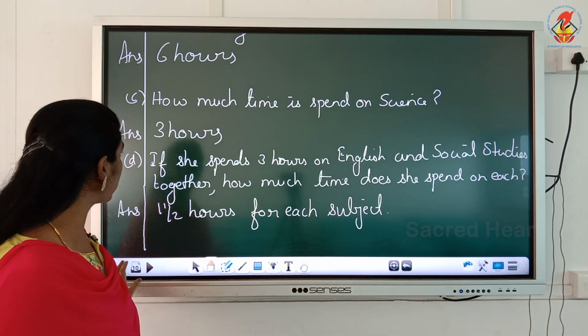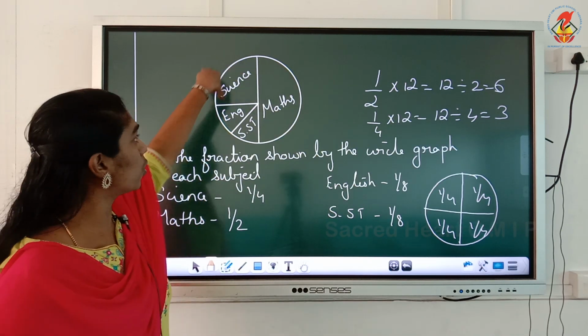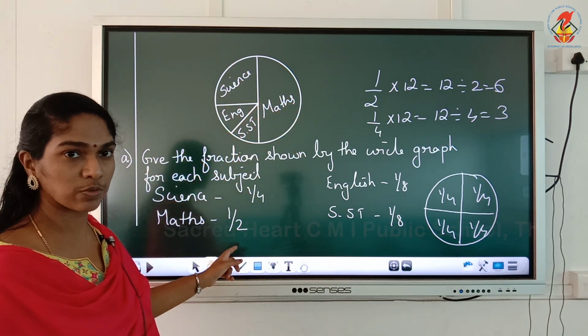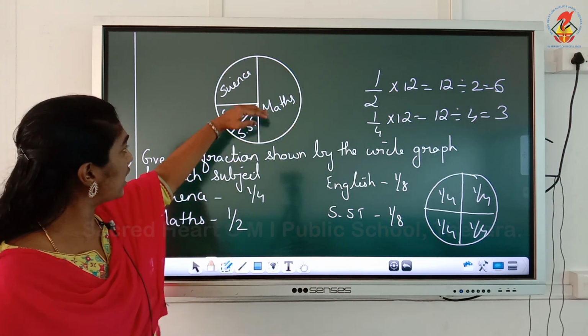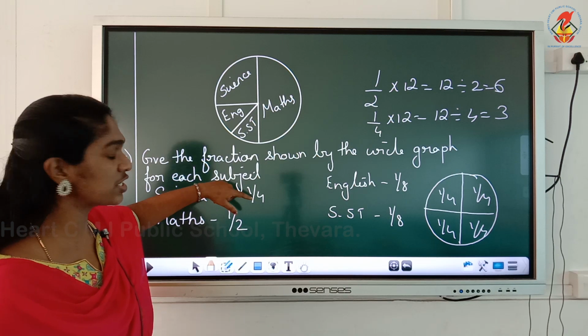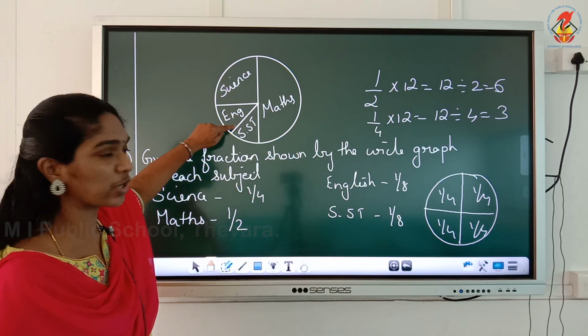Okay. So, once again I will tell you how we are getting the fraction. The whole circle is divided into half first. So, math it is taking half hours, 1 by 2. Then again it is divided into half. One portion is again divided into half. So, half of half is 1 by 4. This is 1/4, this is 1/4.